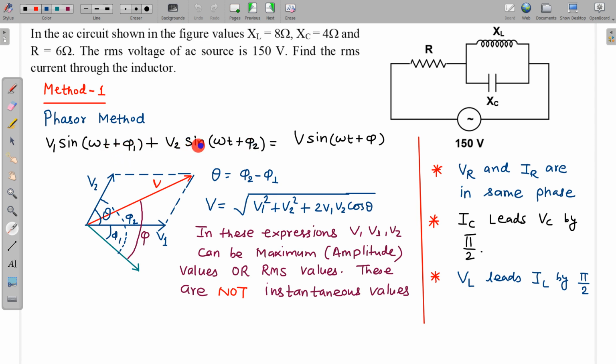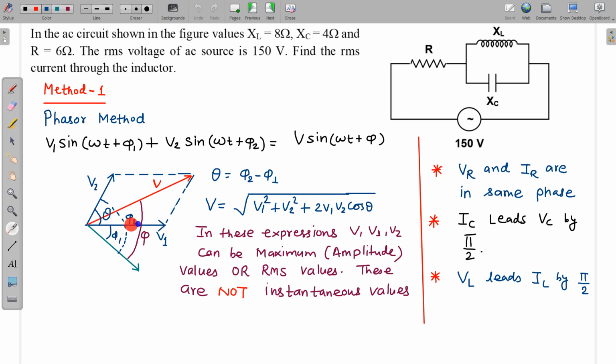If we add these two expressions, it can be proved that the sum is equivalent to this kind of expression, and we can calculate this v and phi using trigonometry, but there is a very easy method. Whatever solution we get by trigonometry, we can get the same solution using this vector approach or vector diagram. In this vector diagram we show these two values as two vectors. This is the v1 vector and this is the v2 vector, and they have some directions.